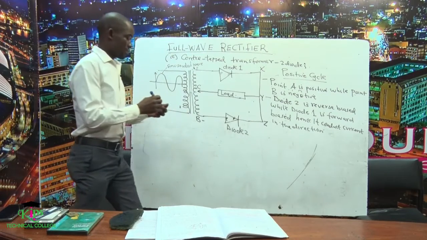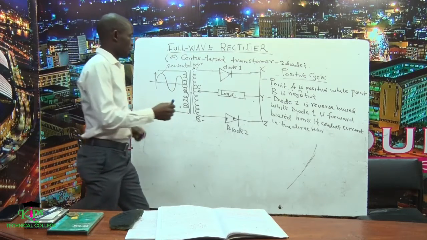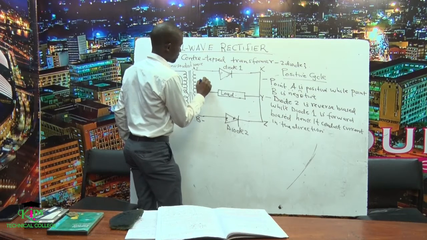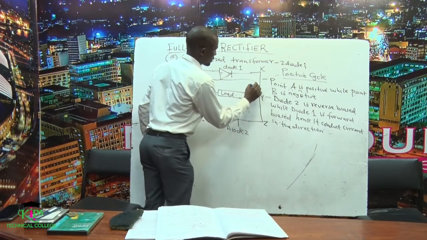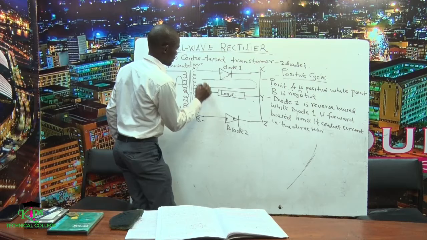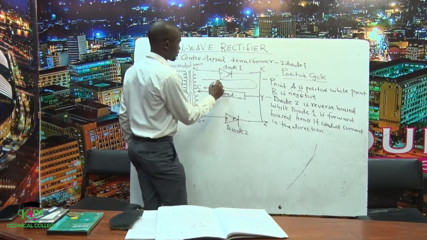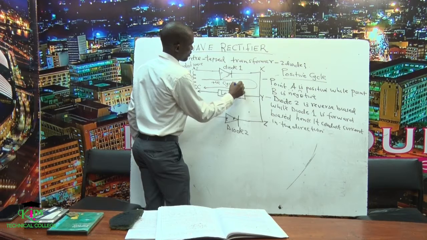So you need to tell us which direction this current is going to flow. Remember, now this current will flow in this direction. It will begin here like that. So that is what will happen during the positive cycle. That will be the direction of current.